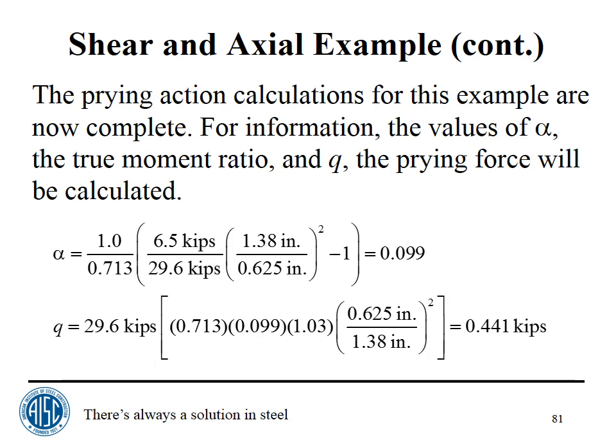So, the prying action calculations for this example are now complete. For information, if you really want to find the value of Q, you can calculate alpha by the formula that I gave you earlier. It's T over B times T sub C over T quantity squared minus 1 multiplied by 1 over delta, which gives me 0.99. If I substitute that into the formula for Q, the prying formula, this is B out in front. This is delta, alpha, rho, T over T sub C squared, which gives me 0.441 kips for the actual prying force.